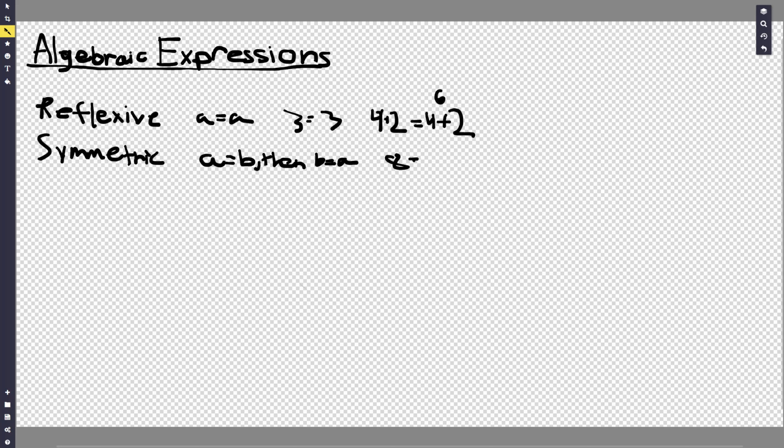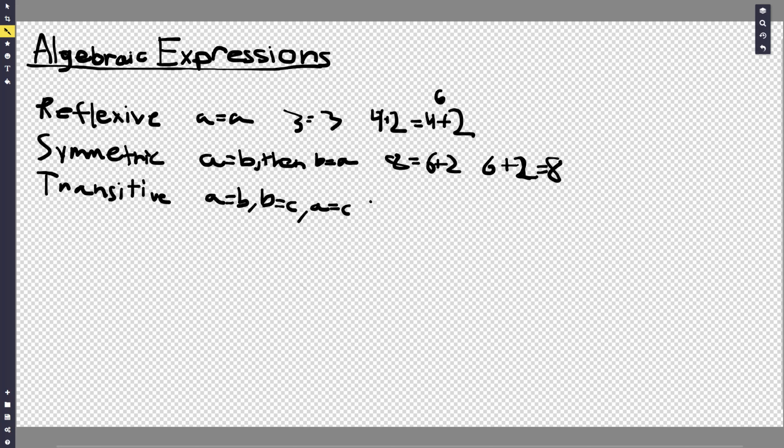This basically says that if you have 8 is equal to 6 plus 2, you can write this as 6 plus 2 is equal to 8. Again, very simple, but these are just properties of equality. Next, we have the transitive property. And so this says that if A is equal to B and B is equal to C, then A is equal to C. So again, pretty logical, right?